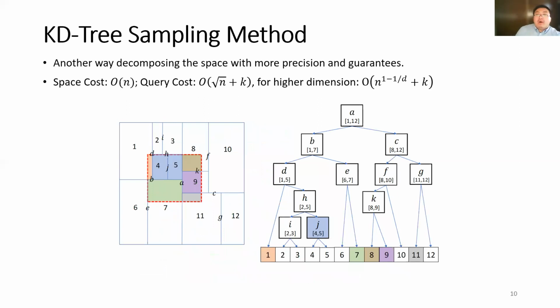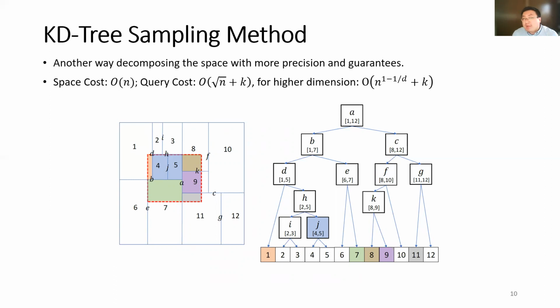So another way that we can decompose our space is using KD trees. Generally speaking, in each level of a KD tree, we pick one dimension and partition our data into 2 equal parts. In this case, we still have a space cost of O(n), and a query cost which is still plus the k constant time of sampling, but the space decomposition cost is guaranteed to be square root n, which is a very good number, independent from the result size in the given range.